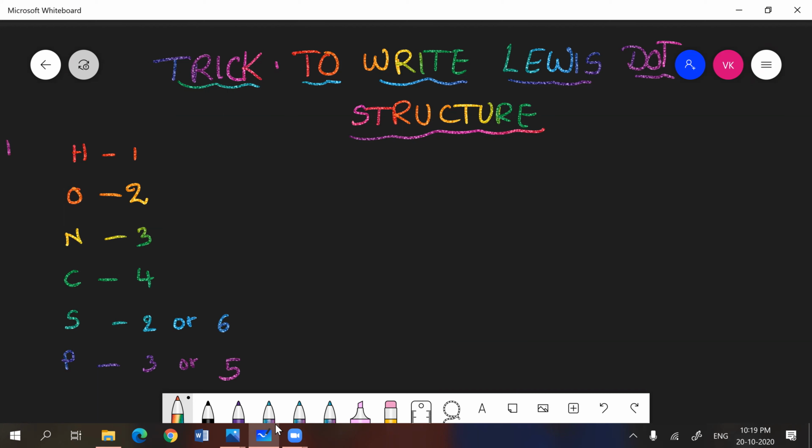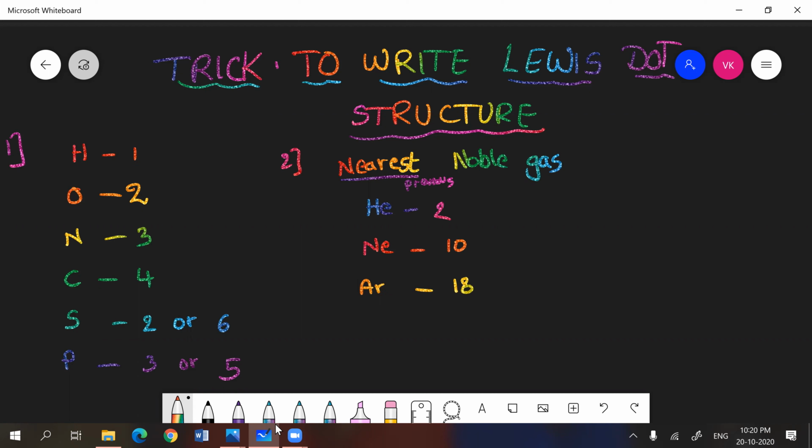One point you have to remember. The other one is the nearest noble gas element and their atomic numbers. For example, helium, not exactly nearest, previous. Okay, the previous noble gas you have to know: helium, neon, argon, krypton, and their atomic numbers. Just remember this.